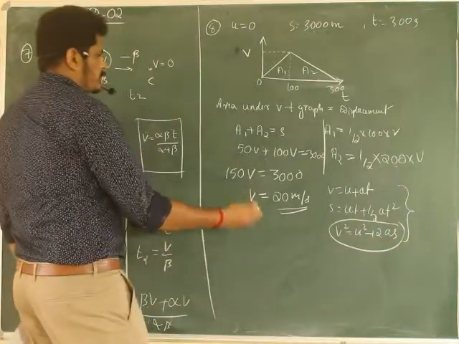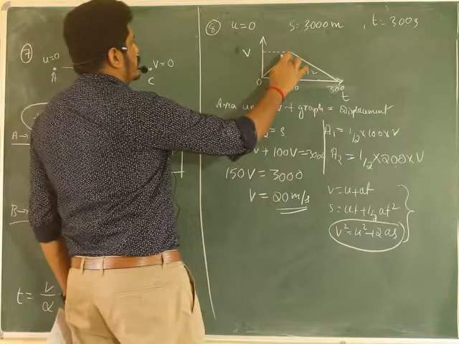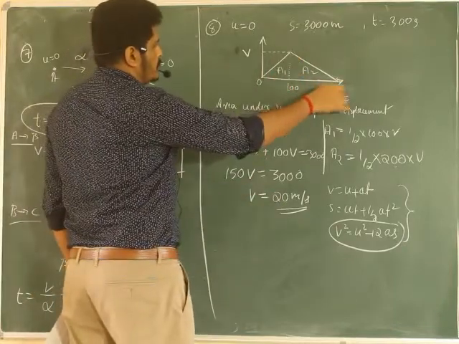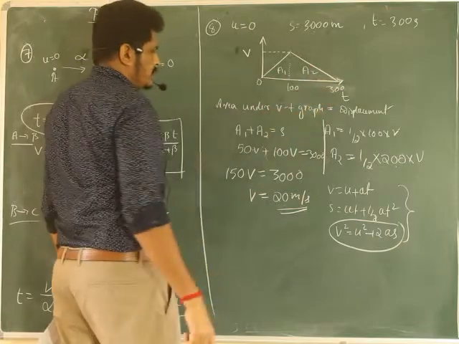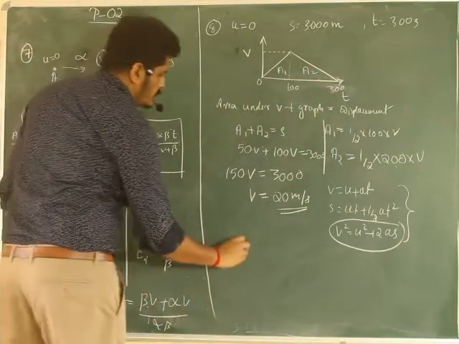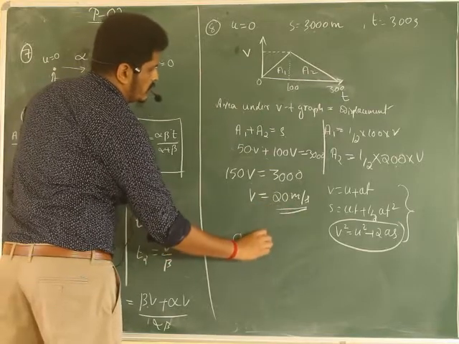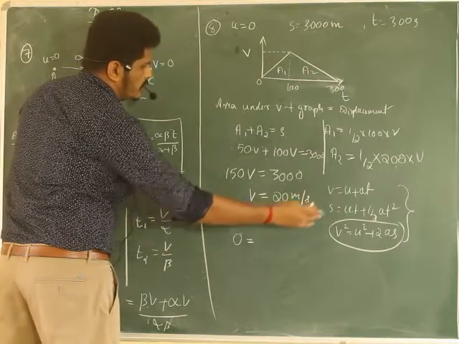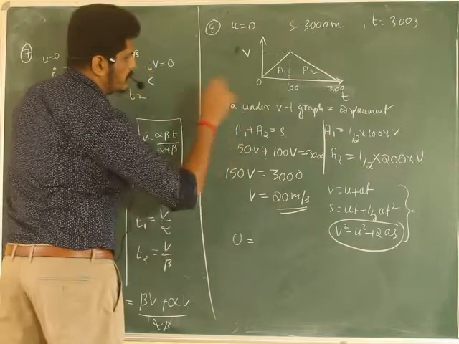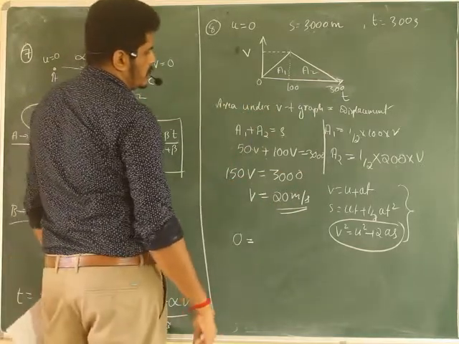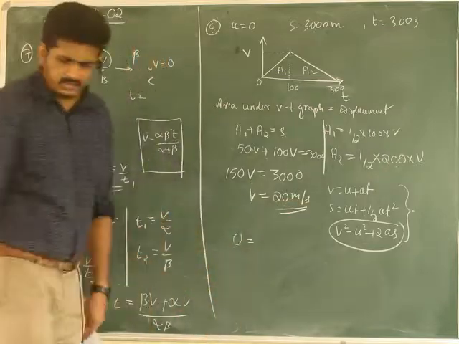So V square here, what is the velocity V square here? We can take whatever the options. I will just go for the second case here. Final velocity is 0, so 0 equal to U square, where initial velocity will be 20 meter per second, plus 2 into A into S. Distance travelled is 3000. Just do the substitutions, okay.